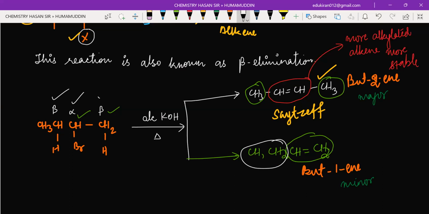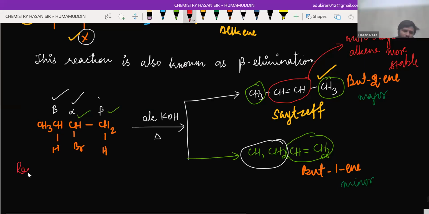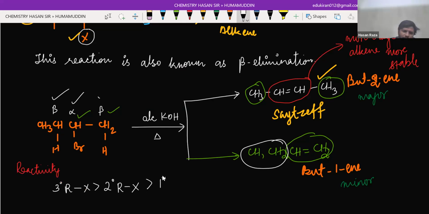Yes. And again, if you look at the reactivity of the alkyl halide, a 3-degree RX will be more reactive than a 2-degree RX, then a 1-degree RX. Is that clear? Yes. Please do write it.